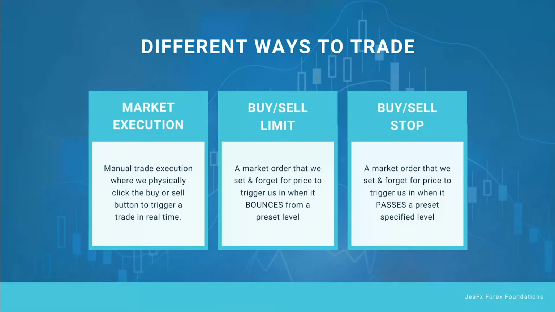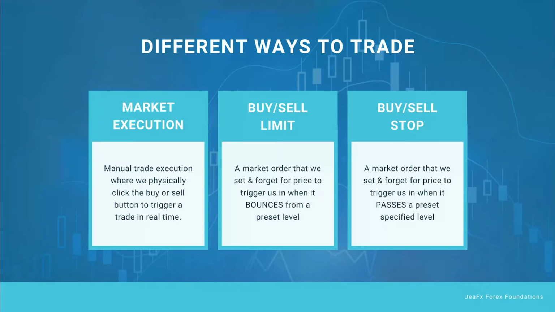Some people actually do use the pending orders more so. I personally think market execution is the most accurate way to make sure we don't get into losing trades, because we can wait and see if the market is really going to do what we want it to do. But sometimes there are times where the other orders can be very useful and can get us some pinpoint trades. So the other ways to trade are via pending orders. And there are two different types of pending order.